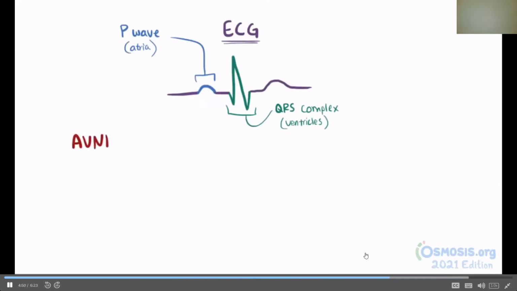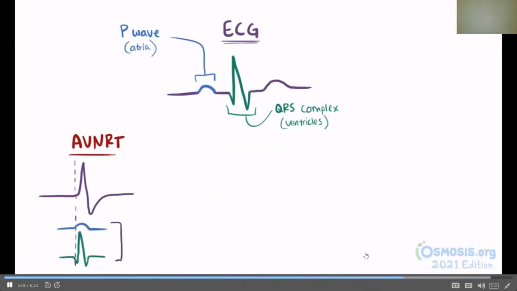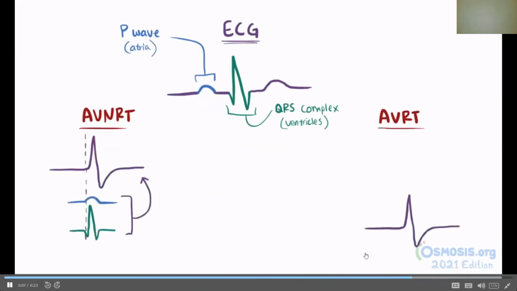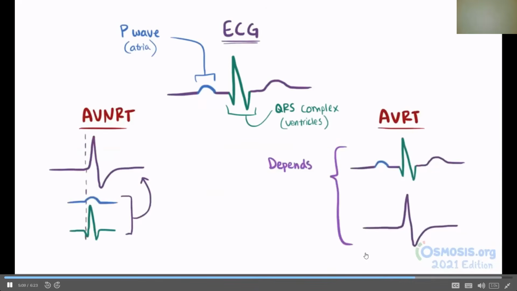On an ECG with AVNRT, the P wave might not be visible, since the signal's getting to the atria and the ventricles at almost the same time. So the P wave starts essentially where the QRS starts, and when you add them together, the P wave can get buried under the QRS complex. With AVRT, the P waves might or might not be buried, depending on where the accessory pathway is located.